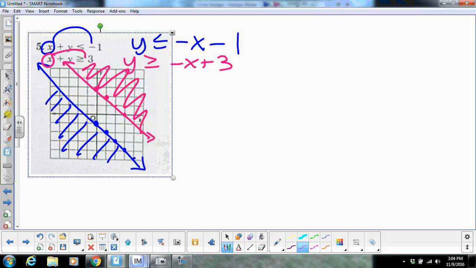Well, if you notice, I don't have anywhere that it overlaps at all. My colors do not connect anywhere. They don't overlap. They don't intersect. Nowhere do I see both the pink and the blue. So my answer here is actually no solution. There is nowhere that those colors intersect.